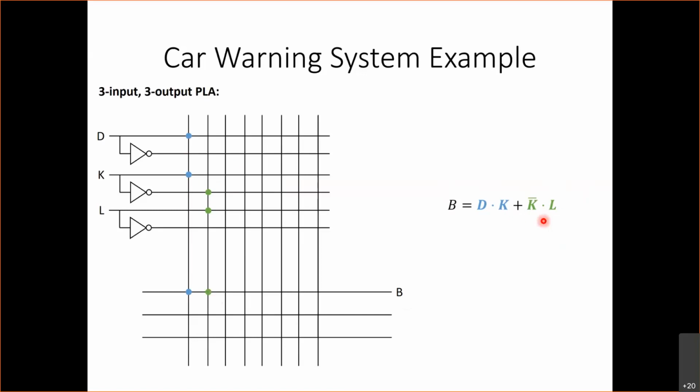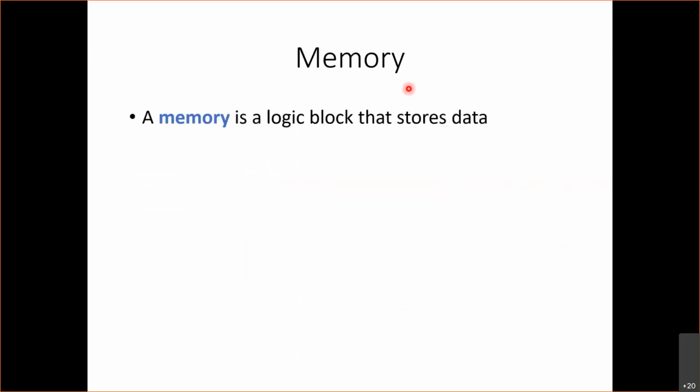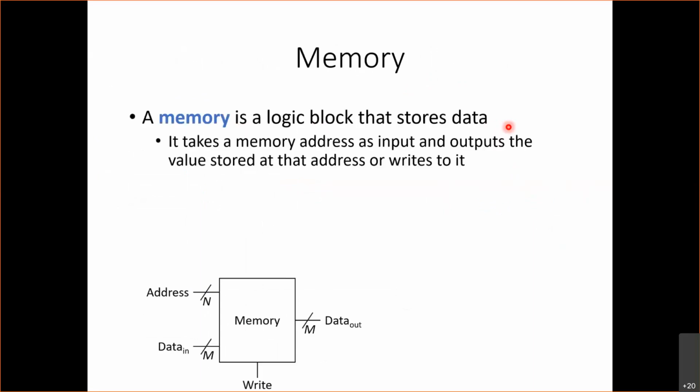Okay, so let's look at our fourth and last logic block that I want to talk about today, which is memory blocks. A memory is a logic block that stores data. The block for a memory looks like this. You have an address, which is going to be an n-bit value, and you have data at the output. And you have data as input, and you also have this signal that specifies whether you want to read or write.